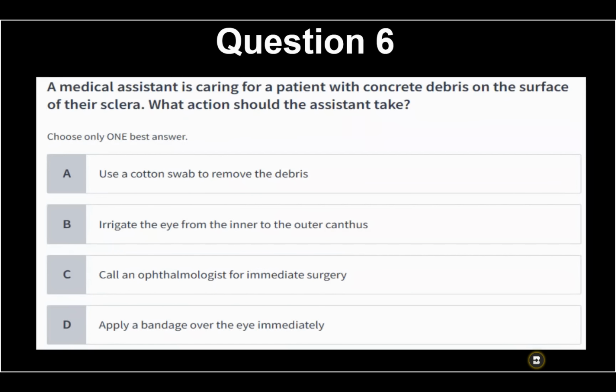Use cotton swabs to remove the debris. B. Irrigate the eye from the inner to the outer canthus. C. Call an ophthalmologist for immediate surgery. Or D. Apply a bandage over the eye immediately.